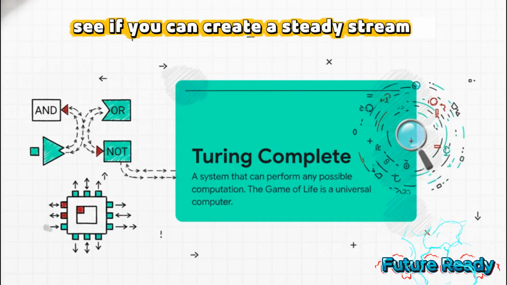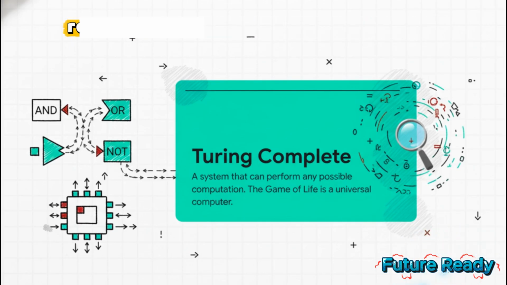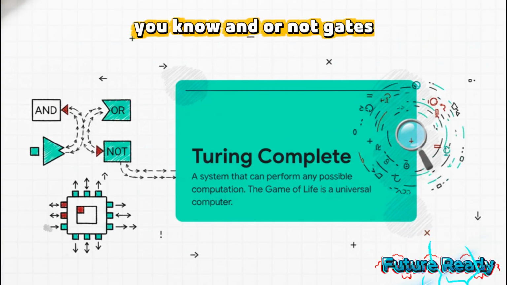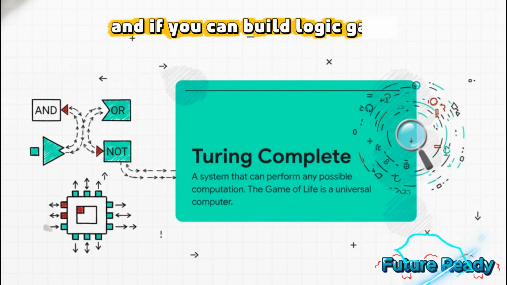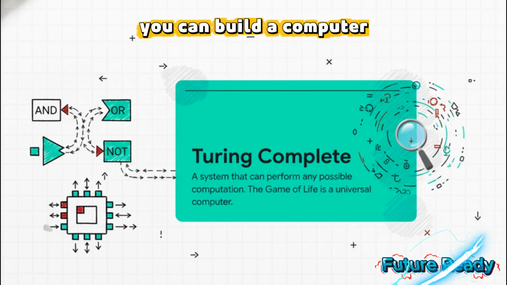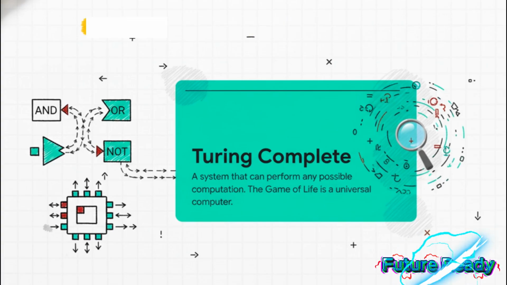See, if you can create a steady stream of gliders, you can use them as signals. And pretty soon, researchers proved you could build logic gates, AND, OR, NOT gates, just by smashing these glider streams into each other. And if you can build logic gates, you can build a computer. That means the Game of Life is what's called Turing complete. It can, in theory, compute anything that any computer can.